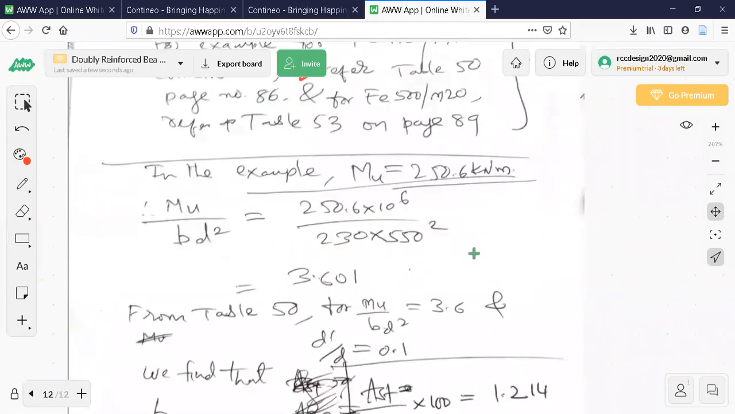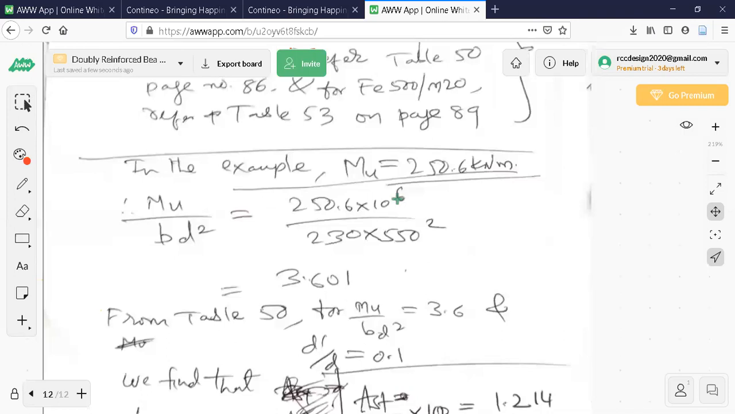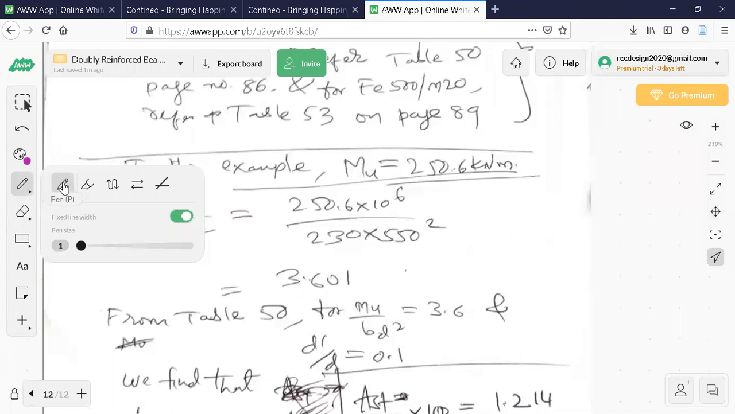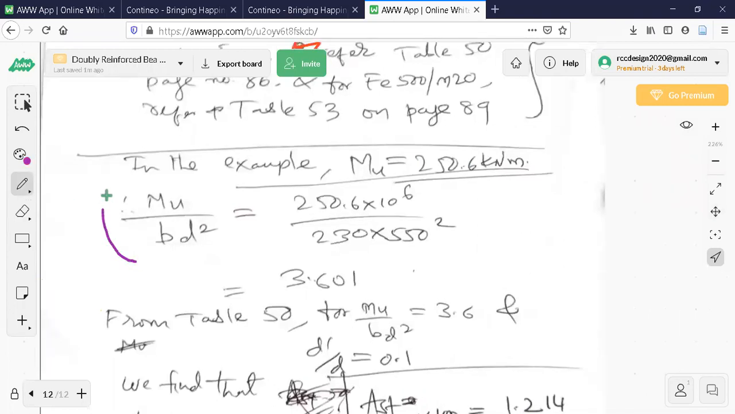First thing that you should do is calculate Mu, which is wl square by 8, in this problem 250.6. Then you calculate one constant, a term which we call Mu by bd square. This number has to be calculated. So this is the actual bending moment that the beam is subjected to.